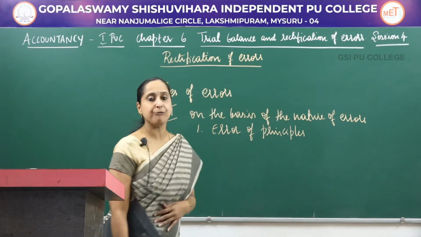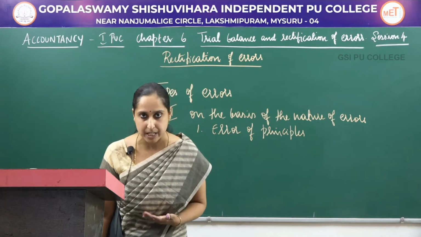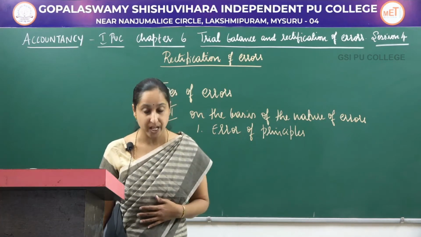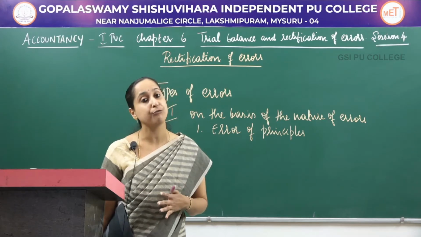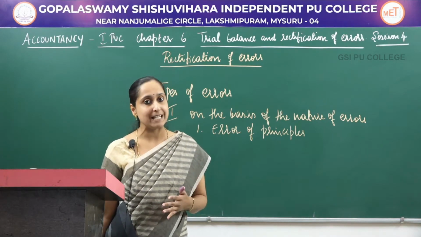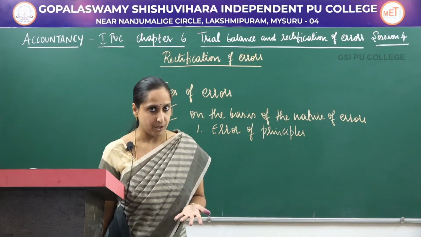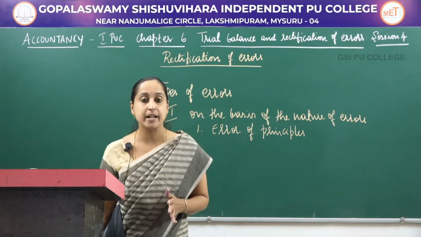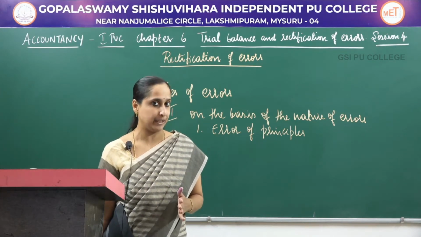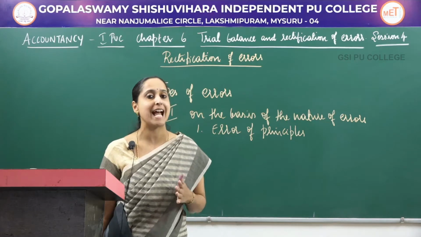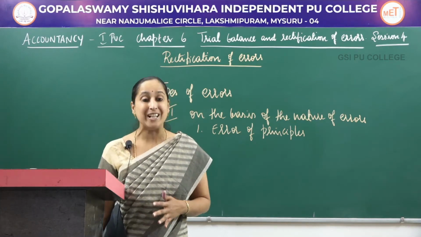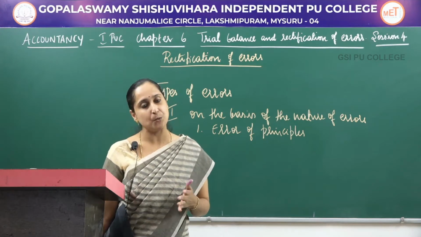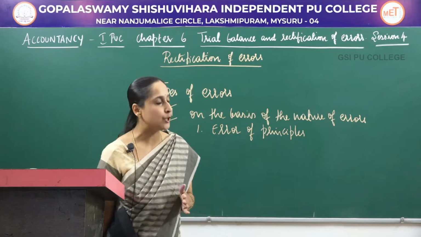What do you mean by error of principles? Error of principles means while posting the transactions into various books of accounts, when accounting rules are not followed, then obviously it will lead to error. So that we call it as error of principles. You know that accounting entries are recorded as per GAAP, generally accepted accounting principles. When those principles are not followed while posting the entries into various books of accounts, it will lead to error of principles.